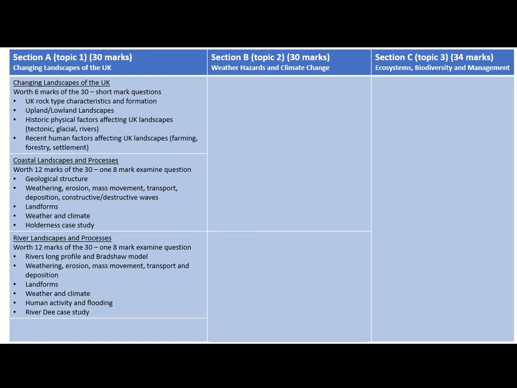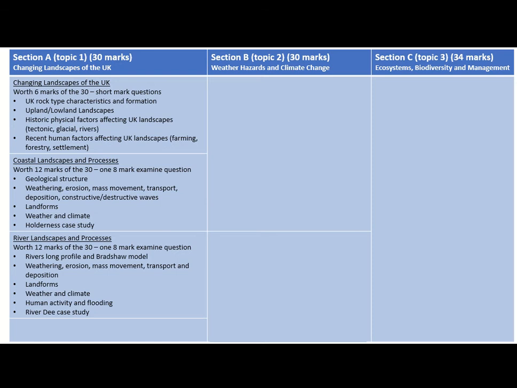So what you could be asked about in that particular section is about the river's long profile from source to mouth and the Bradshaw model. So how rivers change from source to mouth, what happens to the velocity, what happens to the width, the depth, what happens to the sediment size, all that sort of stuff. You will also need to look at the physical processes that affect river landscapes. Luckily, a lot of these are given the same name as those that affect coastal landscapes: weathering, erosion, mass movement, transport, and deposition. River landforms, things like floodplains and levees, waterfalls and gorges, oxbow lakes and meanders.